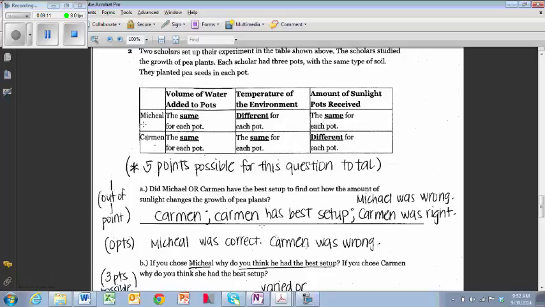If you notice up here at the top, for each of the pots that the scholars in the question had, they had 3 pots. You'll notice that Carmen kept constant the amount of water and the temperature so that she could really see whether or not sunlight affected the pots, whereas Michael made temperature different, and because of that, he wasn't able to see if the sunlight, which is what they were looking for in part A, if the sunlight is what was changing the growth of the pea plants.